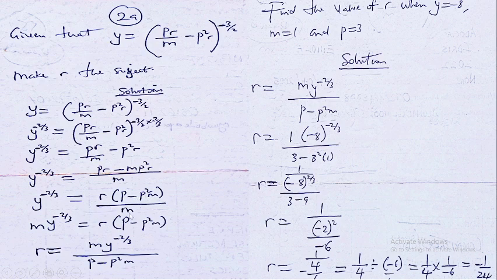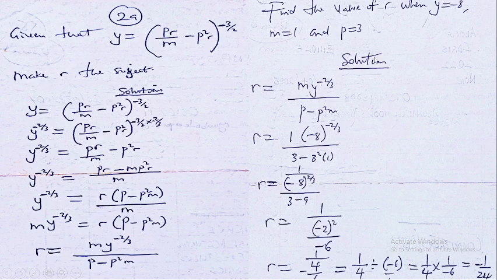Then from there I can cross multiply. When I cross multiply, this M will multiply y raised to power minus 2 over 3. Then I'll be having M y raised to power minus 2 over 3 equals R into P minus P square M. Then from there we can now find our R by dividing both sides by whatever is in this bracket. And that means our R will equal M y raised to power minus 2 over 3 over P minus P square M. So like that, we have been able to make R subject of the formula according to the question. If you're able to do this, you have 5 marks for this.